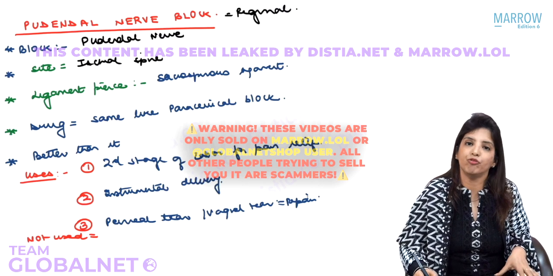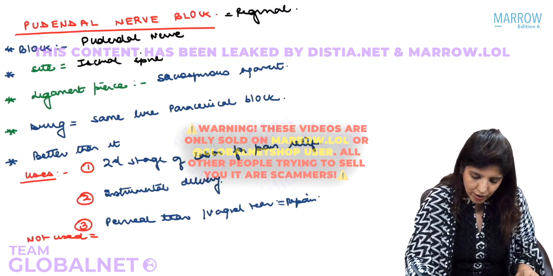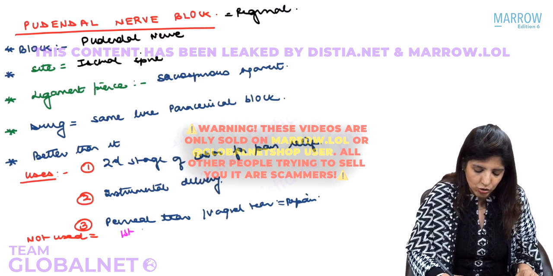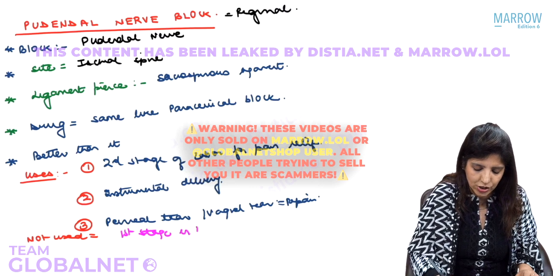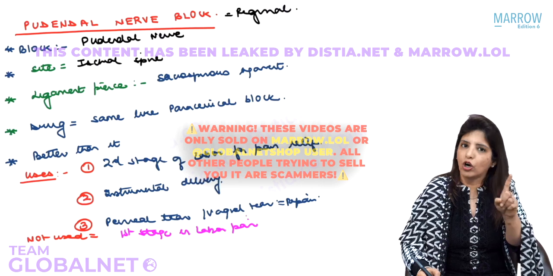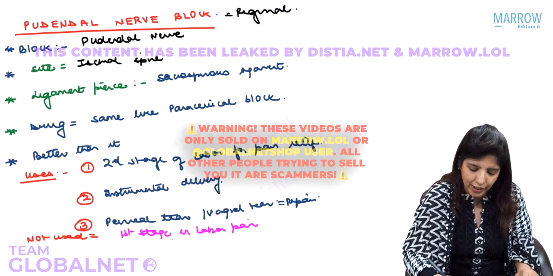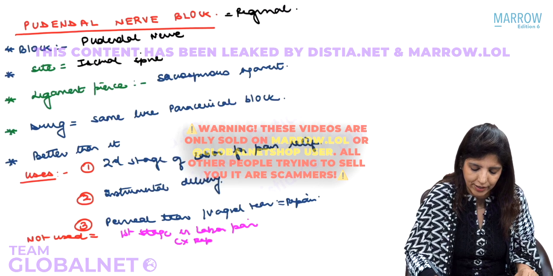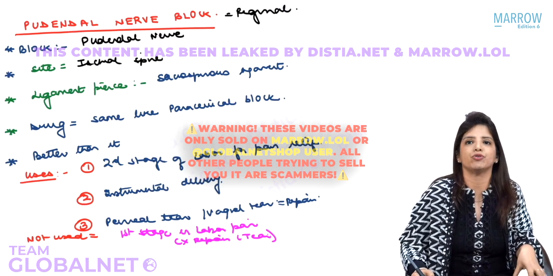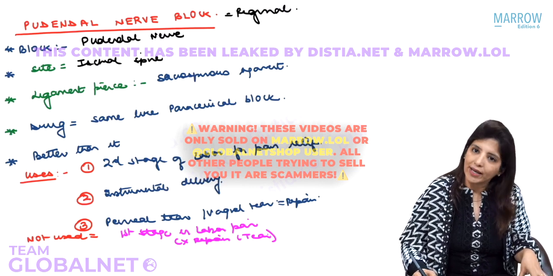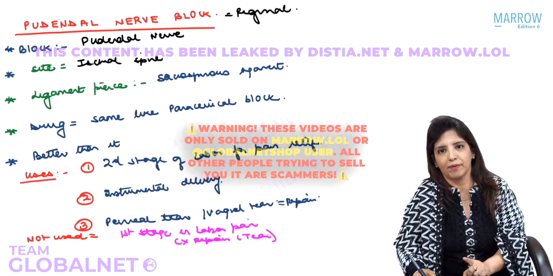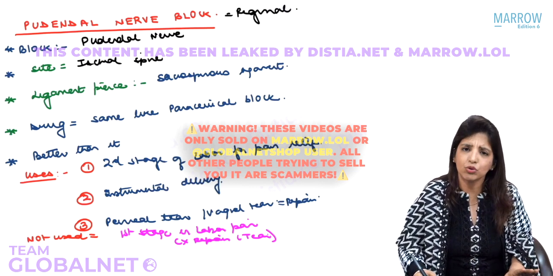Now, in which condition are you not going to use a pudendal nerve block? You are not going to use it for relief in the first stage of labor. Right? So for first stage of labor pain, you are not going to use pudendal nerve block, and you cannot use it for cervical repair. For cervical tear repair, you are going to use a paracervical nerve block. Right? Clear to all of you?